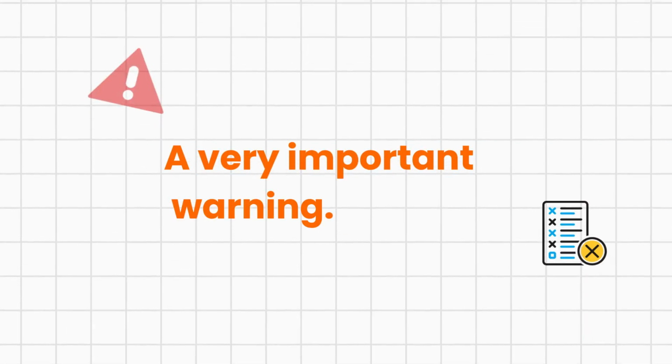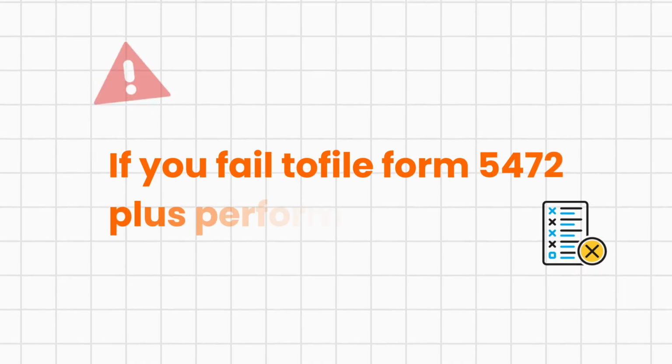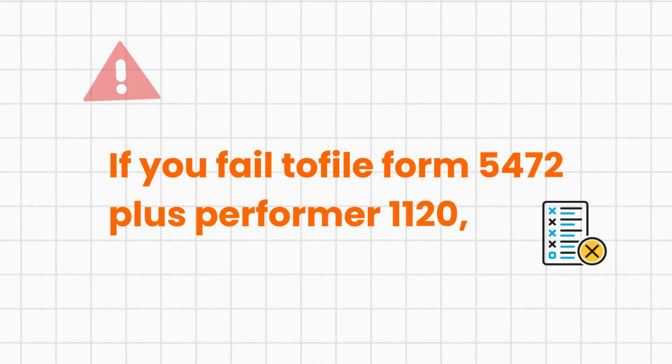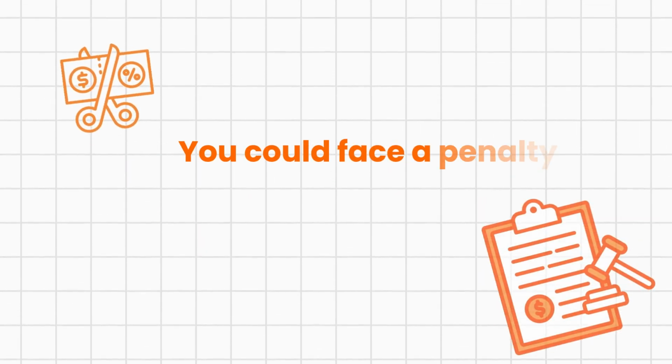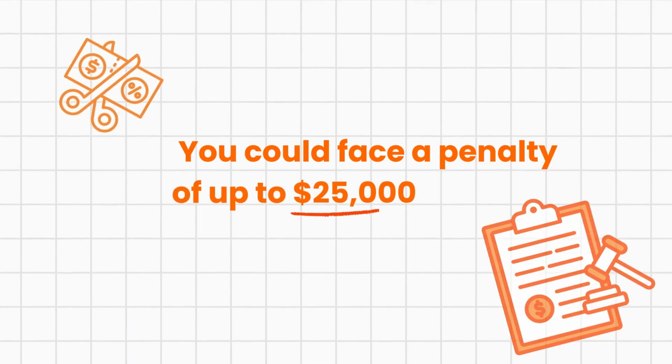For example, you own a US LLC and provide services like IT services, software development, graphic design, SEO, or digital marketing. All work is done from your home country. No US office, employees, or operations. This income is considered to be non-ECI. A very important warning: if you fail to file Form 5472 plus Pro forma 1120, you could face a penalty of up to $25,000 even if your tax owed is zero.